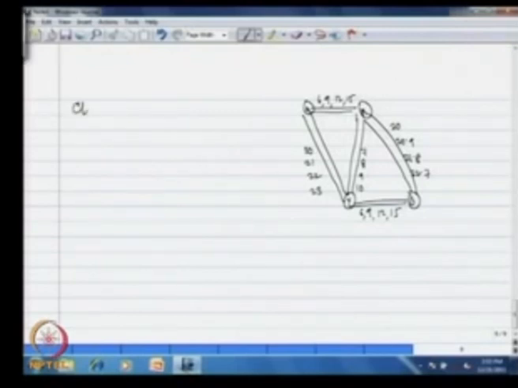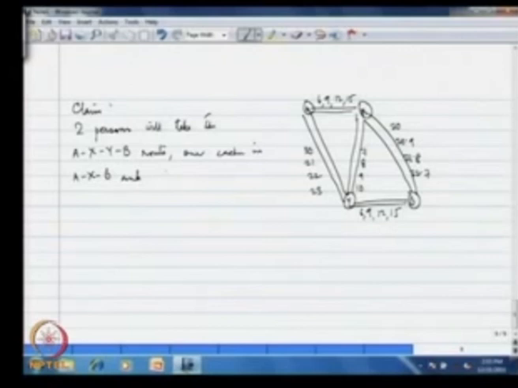And my claim is the following: two persons will take the AXYB route, one each in AXB and AYB. Okay, so this is my claim. So how do I prove this? Let us find out, if this is the situation, then what is the time that is spent by each person.